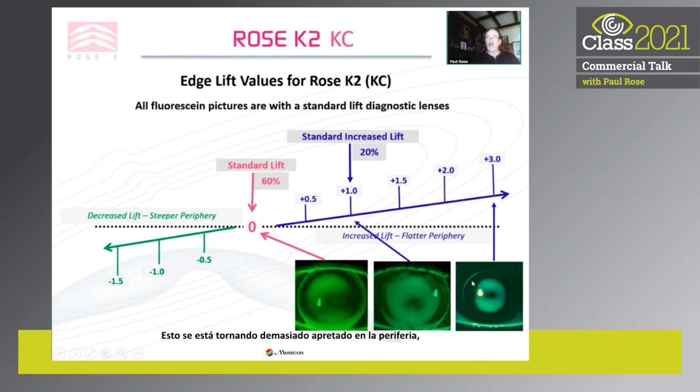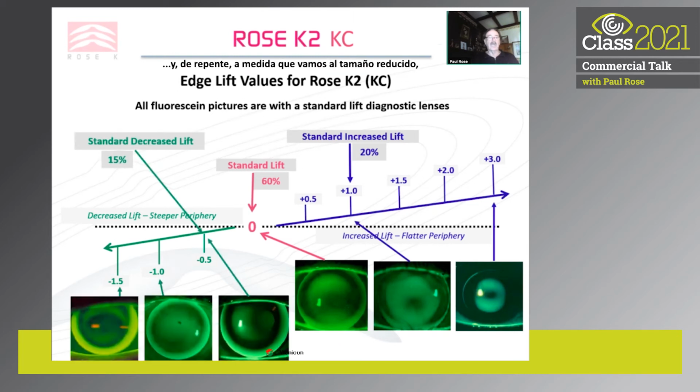This is getting grossly tight in the periphery. You would need a +3 lift to achieve this pattern. And similarly, as we go to the decreased side, if this is what you see with your standard lift, this is too much lift, you're going to have to order a -0.5 decreased lift, and over here you're going to have to order a -1.5 decreased lift.